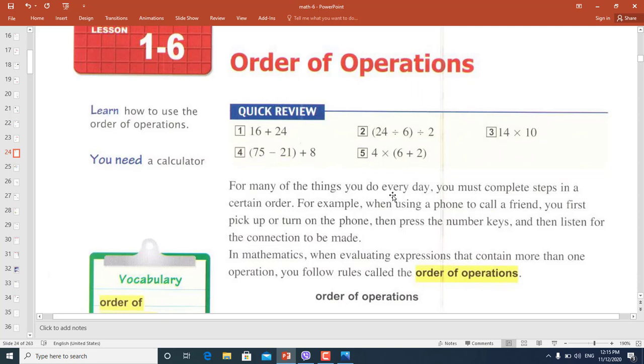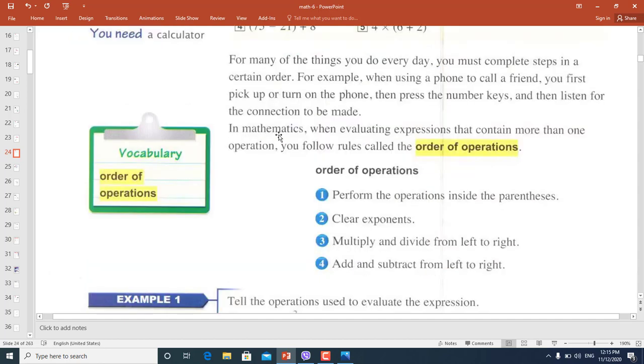That means when you evaluate any expression in mathematics, when you evaluate an expression that contains more than one operation, we follow these rules called order of operations. In the first step, we perform the operations inside the parentheses. So when you have parentheses, we solve inside the parentheses. After that, in the second step, clear exponents. If you have an exponent, if you have a power, you must solve the power, right?